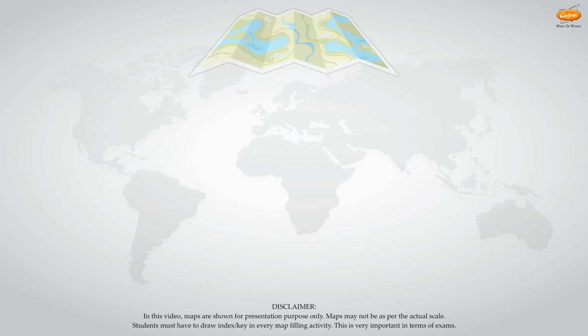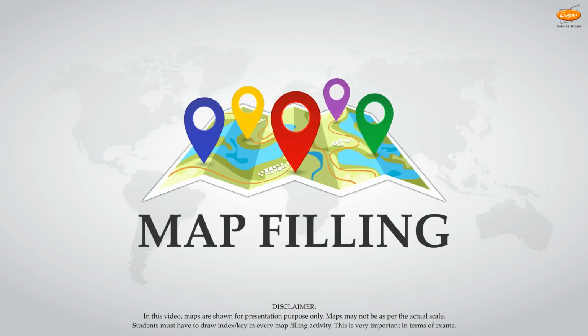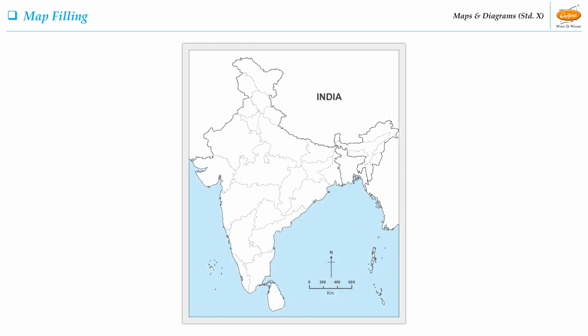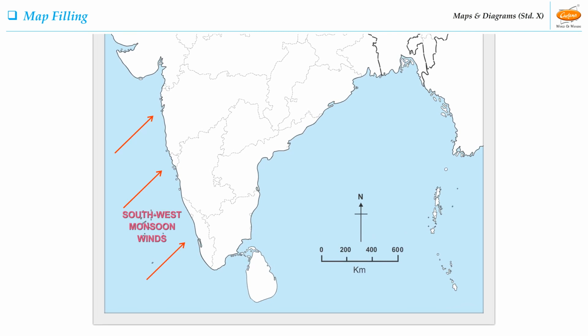Hello students, let us start with map filling activity. Fill the map of India with the given information. Let us see the first question of this activity. Fill in the map the southwest monsoon winds or the winds bringing rainfall to most parts of India. Students, as you can see on the screen, the southwest monsoon winds or the winds bringing rainfall to most parts of India have been highlighted.